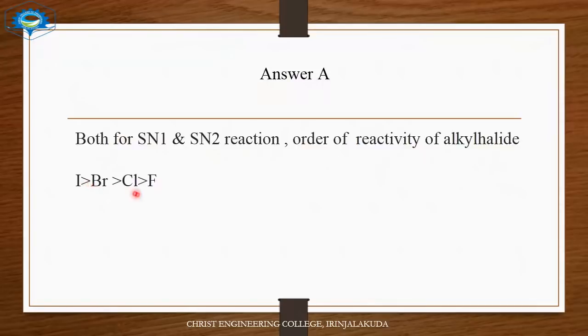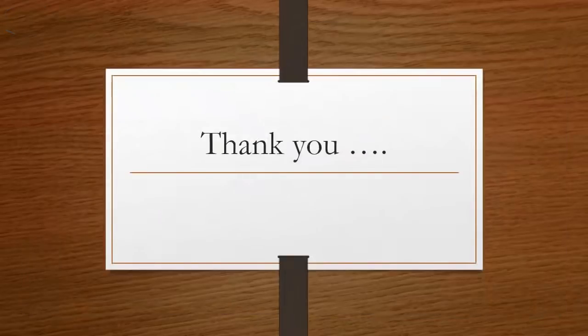The stability order of the carbocation in SN2 reaction is primary greater than secondary greater than tertiary, and for SN1 reaction it is tertiary greater than secondary, also greater than primary. We discussed this in the video.